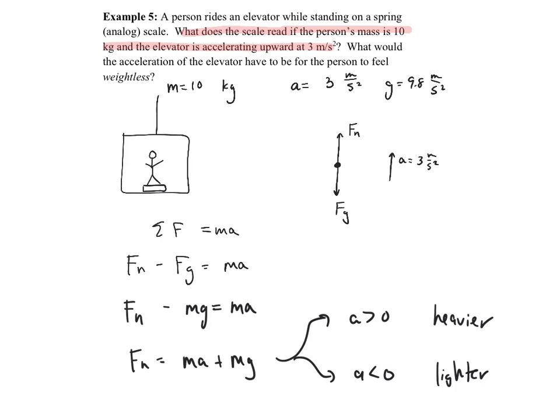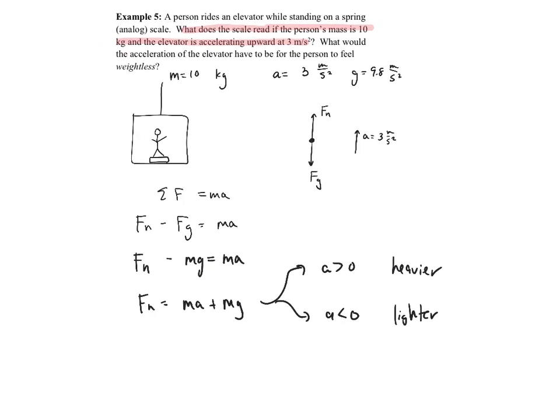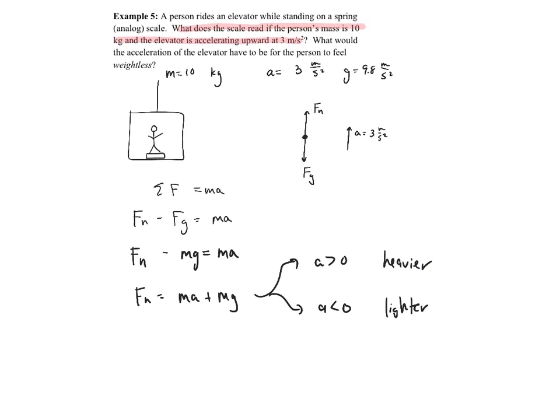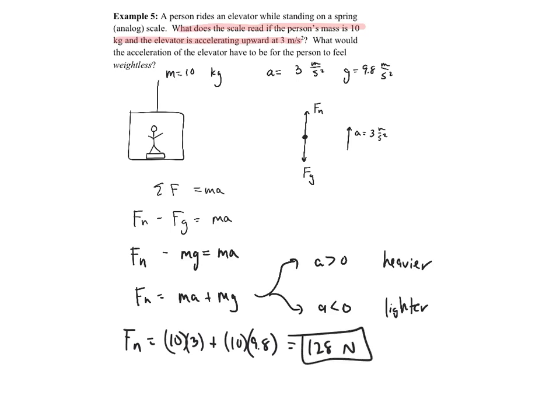Now, the answer to our question: in this problem, we have an acceleration of 3 meters per second squared. So Fn is going to equal 10 times 3 plus 10 times 9.8. So 30 plus 98, or 128. That's what the scale would read in this problem here, 128.